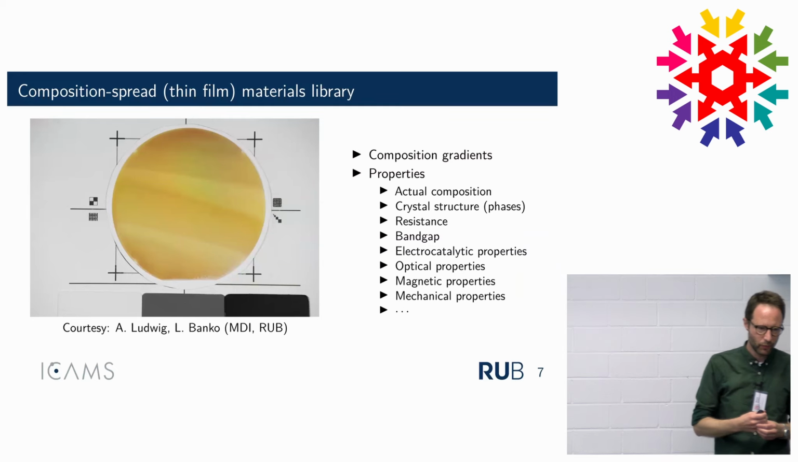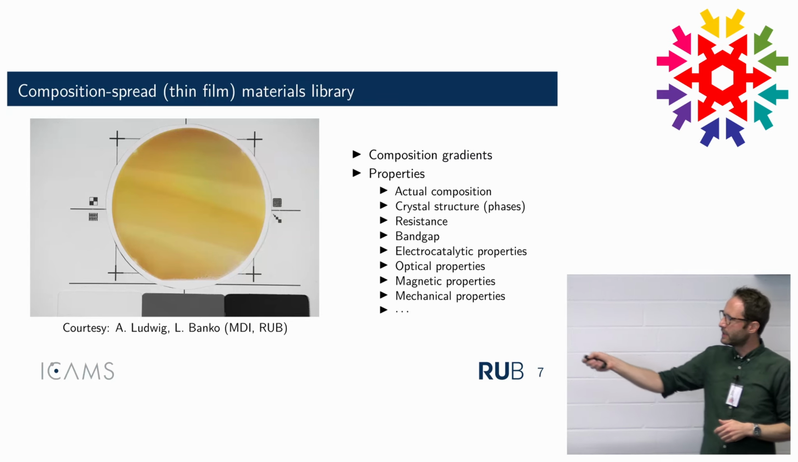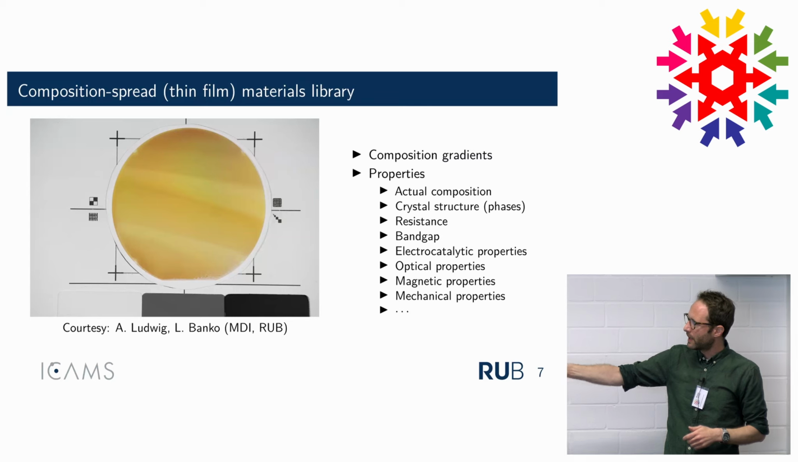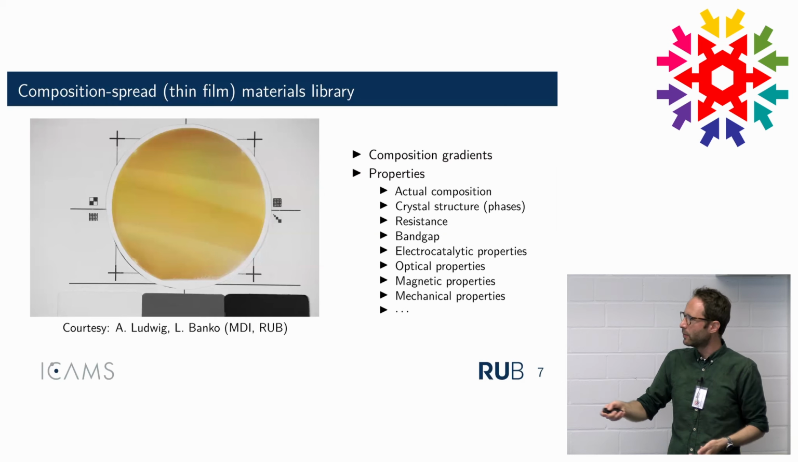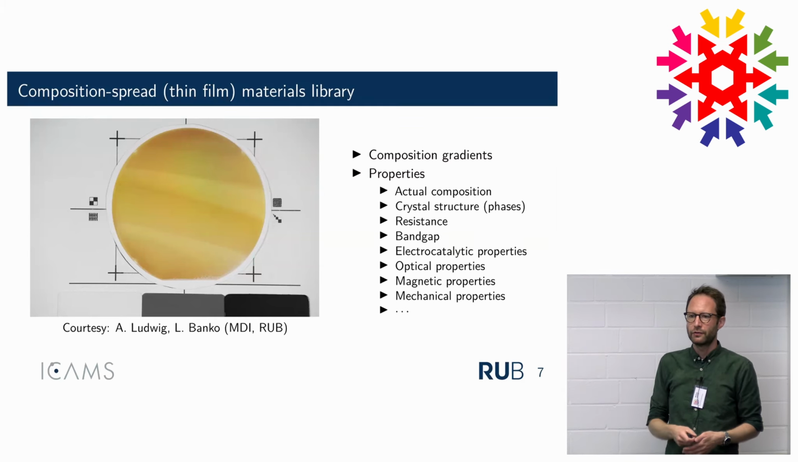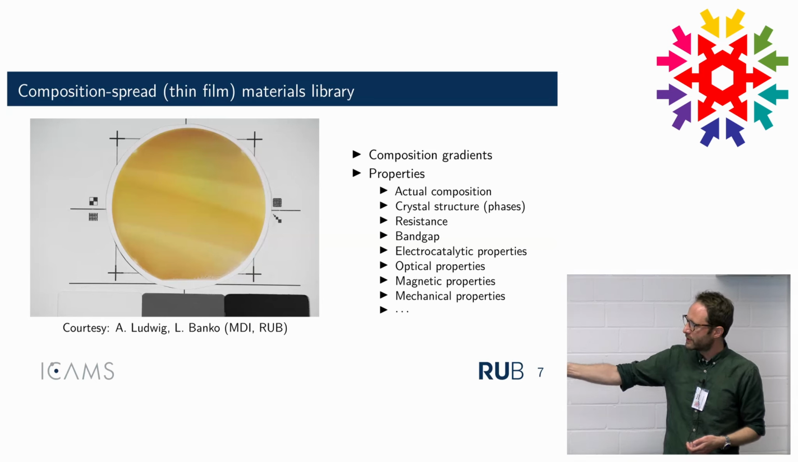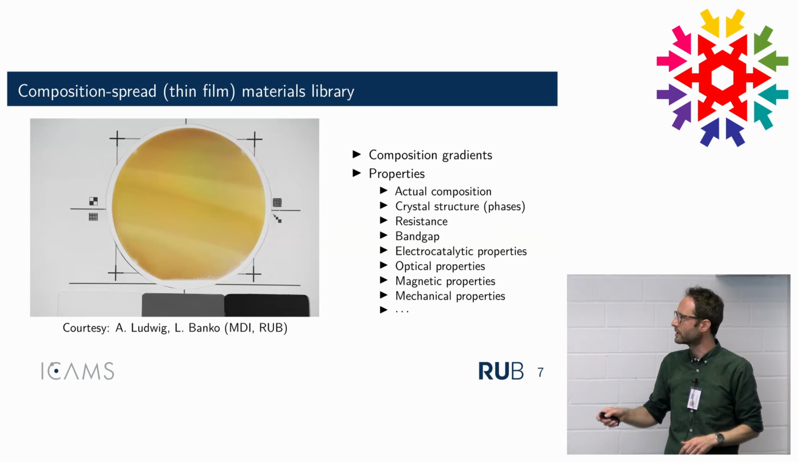The context in which we are working from the experimental side, so I'm not the part who's doing the experiments, but I get data from the experimentalists, are these wafers here. So you can imagine this as a 10 centimeter wafer. And what they do in the group of Alfred Ludwig here at RUB is they deposit a thin film of different elements on there. And that's what they then call a composition spread materials library. It's coming from high-throughput experimentation. So each point here gives you a different composition, and it's a smooth gradient in different elements. You will see in the next slide how this looks.